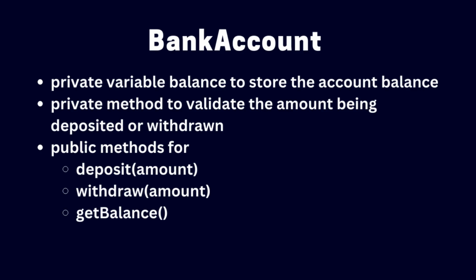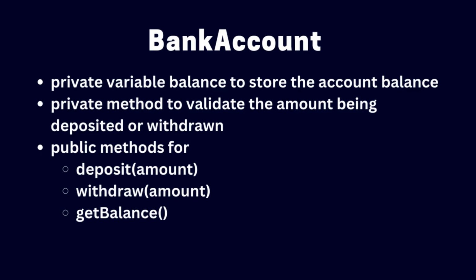Step 1, you want to define the bank account constructor function. Now it should have a private variable balance to store the account balance. It should have a private method to validate the amount being deposited or withdrawn. So this private method will validate and ensure that the value that you are passing as an argument is of the number data type, and that the amount stored in the balance is greater than the amount being withdrawn, as well as the money that you're depositing is a positive number. So it should have public methods to deposit money, withdraw money, and check the balance.